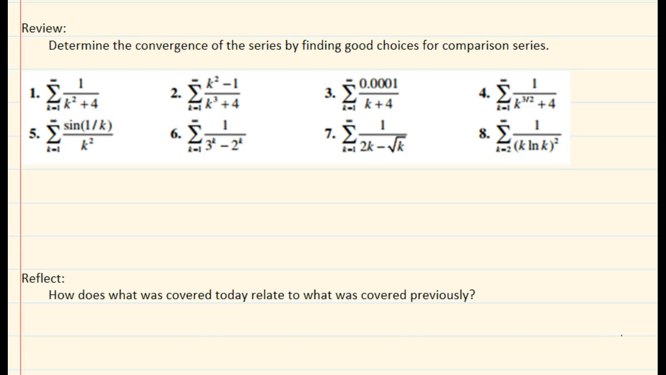This is the review and reflect for alternating series. For the review, you're going to be asked to determine the convergence of the series, and it's asking you to find good choices for the comparison test. So we're going to use the comparison test as well as the limit comparison test to determine the convergence of these series. The reflect is for you to ponder about what we covered today and what we have been covering and how they are related. You might want to pause the video here so that you can write down both the review and the reflect.